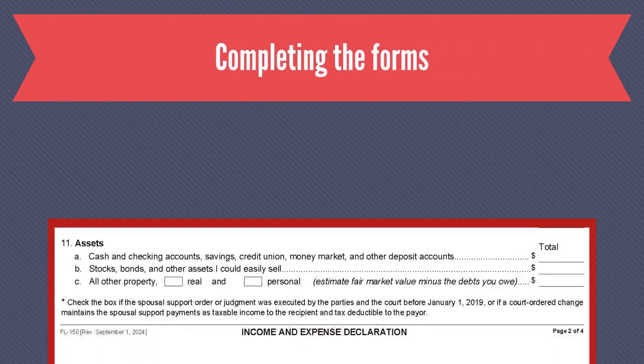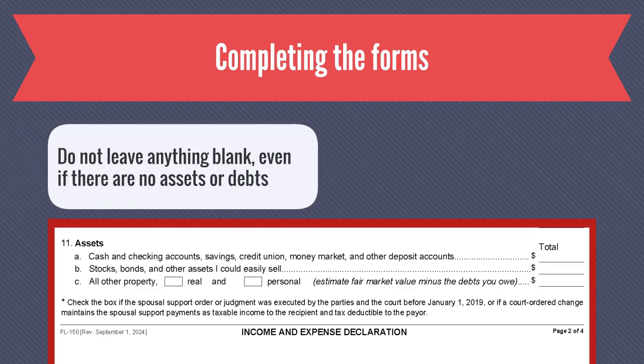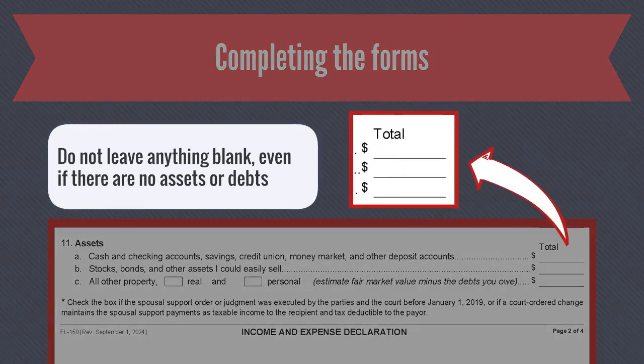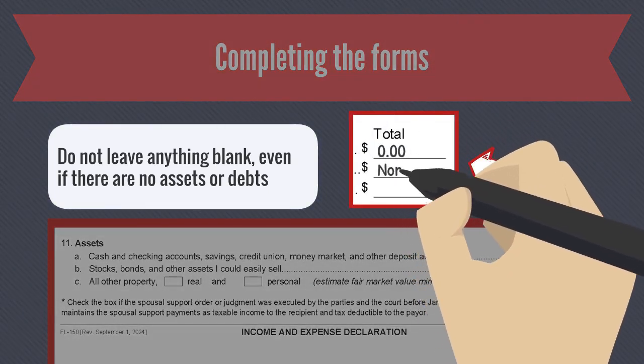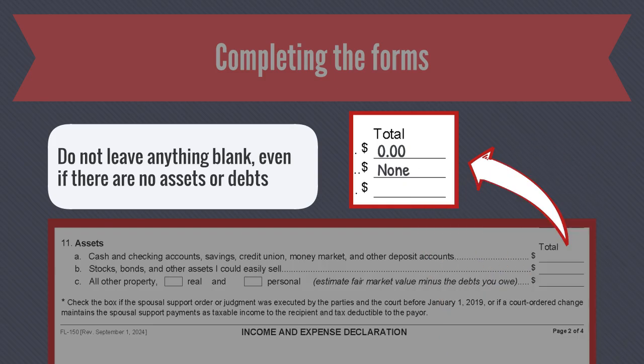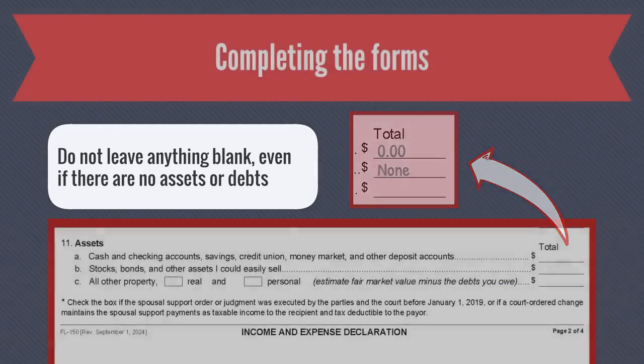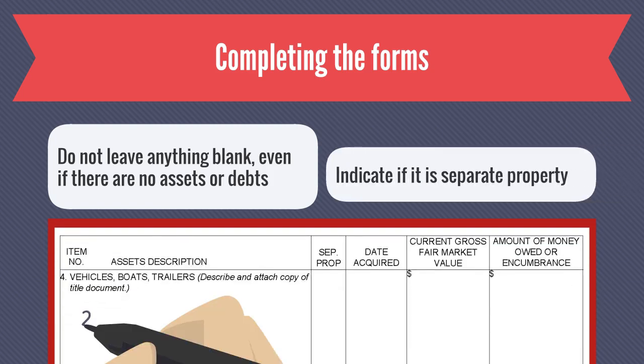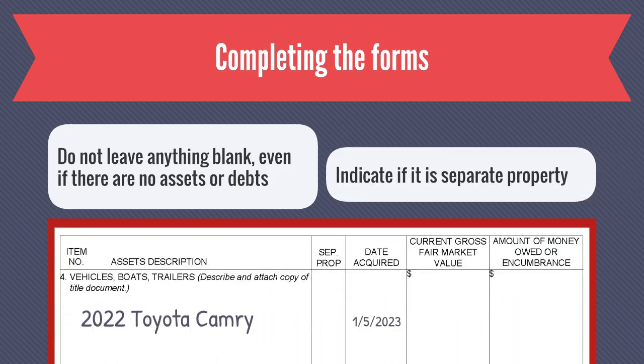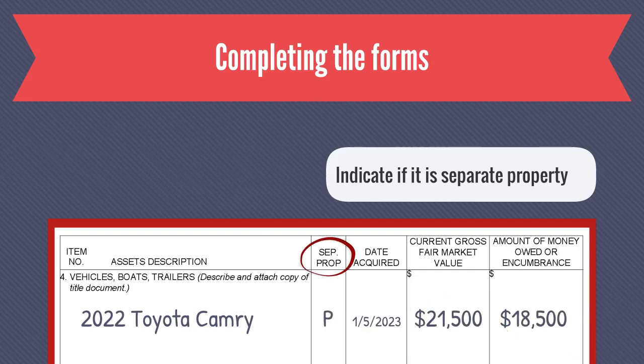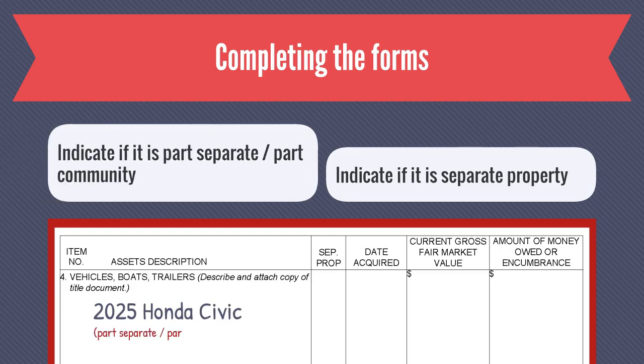A few important points regarding all the forms. Do not leave anything blank, even if there are no assets or debts. Either enter a number, 0, or write none. Do not write NA or not applicable. When disclosing your assets and debts, you will need to indicate if you claim it is separate property. If you claim it is part separate and part community, you will need to indicate that on the forms.